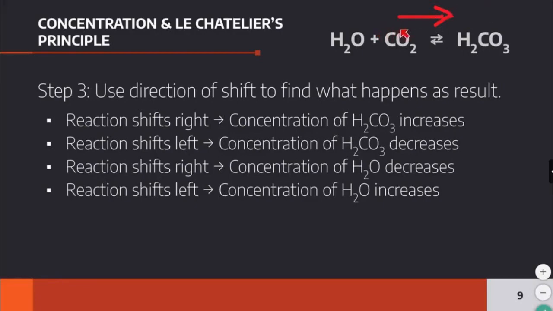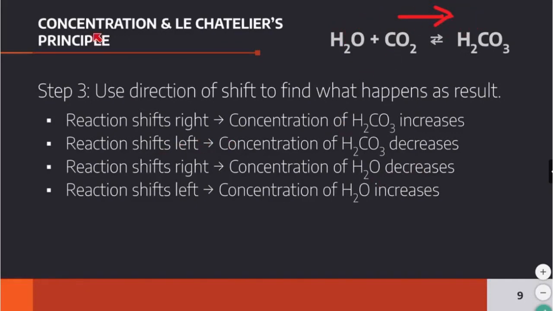What would happen to the concentration of H2O if the reaction shifts right? It would go down because we're getting rid of it. We're breaking its bonds in order to make more of the H2CO3. So if the reaction shifts right, the concentration of H2CO3 increases because we're moving toward it, making more of it. The concentration of H2O decreases because we're taking it apart. We're shifting away from it.